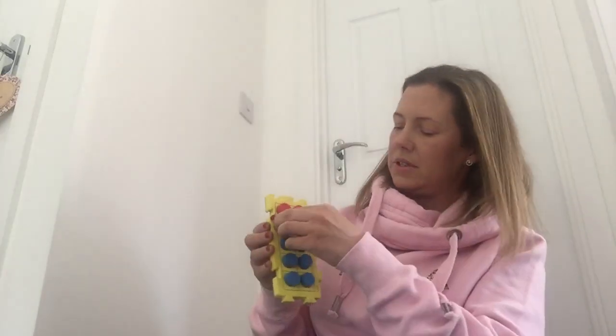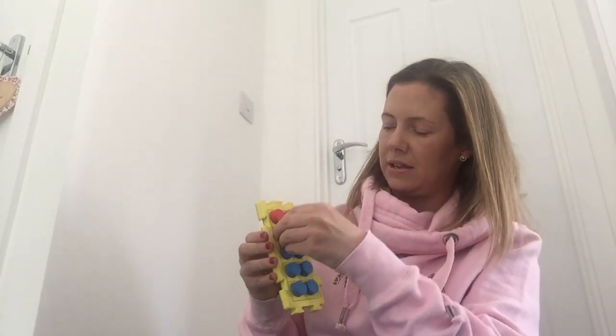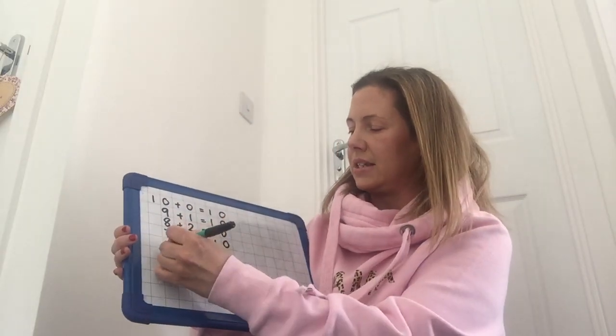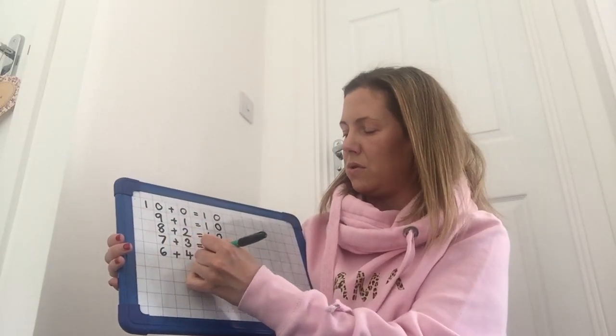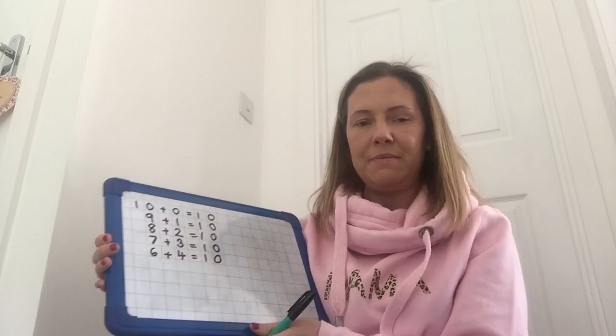Okay, right, so then the next thing I would do is turn over another one on here. So now I've got 6 bad apples and I've got 4 good apples. So 6 apples and 4 apples makes 10 apples altogether. Put that on here, so 6 add 4 equals 10.